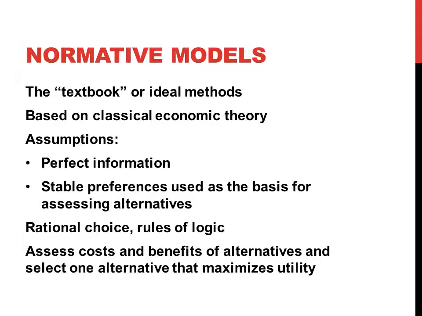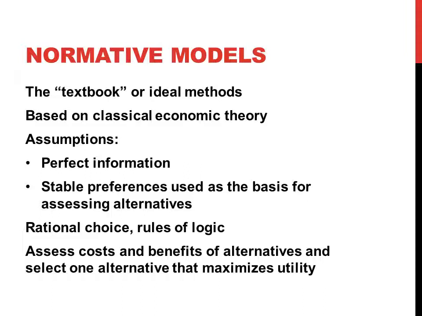In this class, the first approach we're going to look at is something called normative models, and these are the textbook or ideal methods for making decisions. They're based on classical economic theory. And there are two assumptions for the normative models. The one is that environmental decision makers will have perfect information. They will know everything there is to know about a situation. And the second is that environmental decision makers will have stable preferences, which they will use as the basis for assessing alternatives, and that they will use the rules of logic and apply them rationally to make the decision.